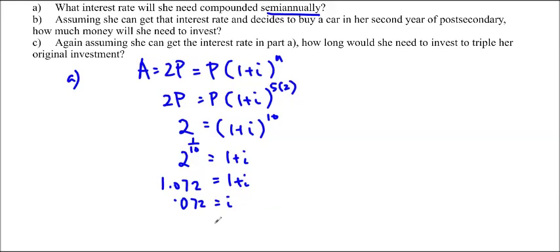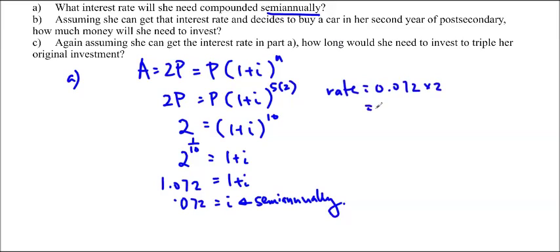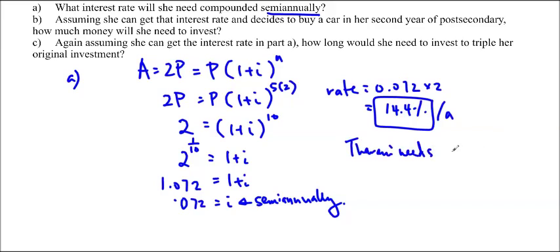Now this is not the annual rate. We do want to know what it is annually. This is semi-annually, because that is how frequently she was compounding. So the actual rate is 0.072 times 2, which is 14.4-ish% per annum. That is quite the rate. So Tharani needs a rate of 14.4% per annum.